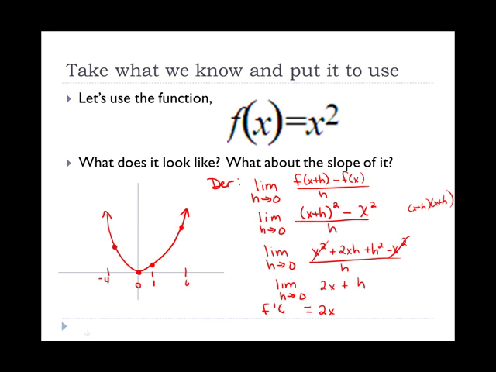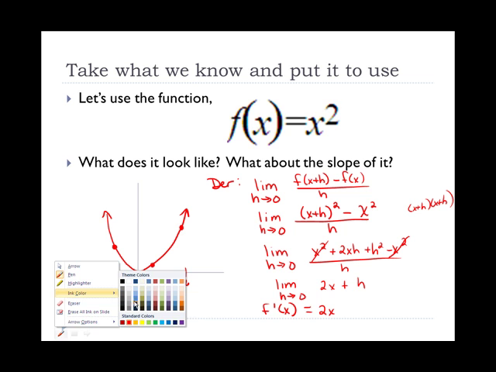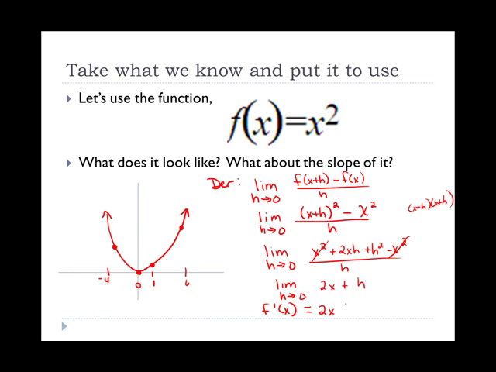So we would write this as f prime of x. This is the derivative, and this gives me a formula for the slope. This is a formula for the slope, or the rate of change of the curve at any point.